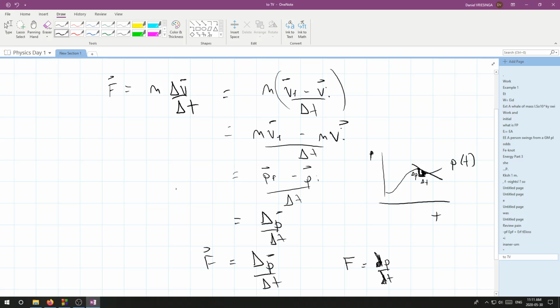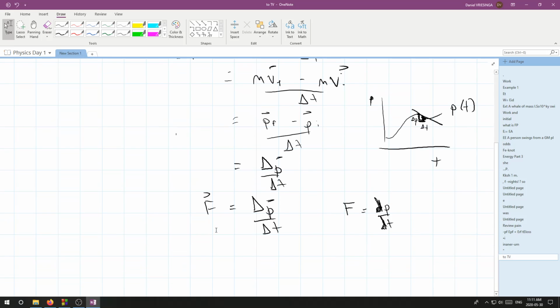The force of an object is equal to the change in its momentum over the change in time, or the derivative of momentum with respect to time, right? So one other way to rearrange this would be to say that the change in momentum of an object is equal to the force on the object times the change in time.